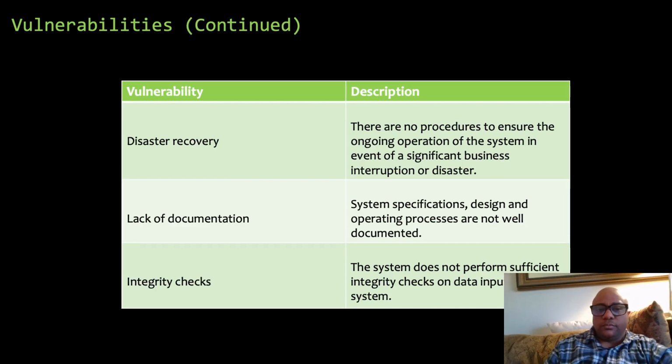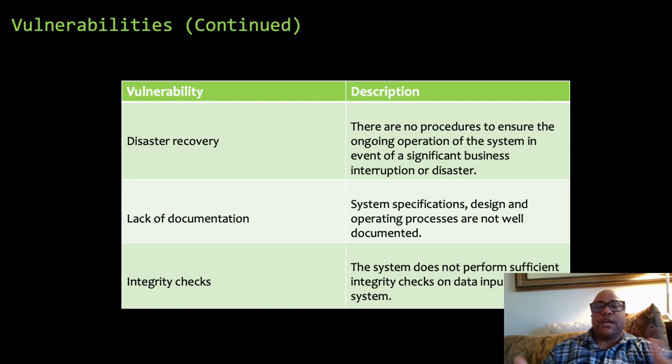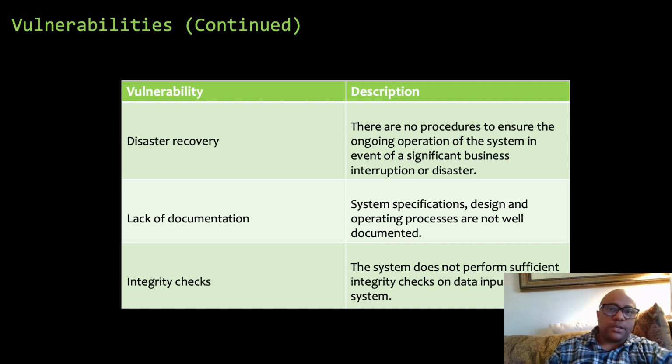The next vulnerability we found is in the area of disaster recovery. We found that there's not really any procedures in place to ensure ongoing operation of the MetaTracker system in the event of a disaster or any kind of business interruption. Next, we found a lack of proper documentation. There's a very basic manual describing what the MetaTracker is used for, but it did not go into great detail about system specifications or the design or operating processes.